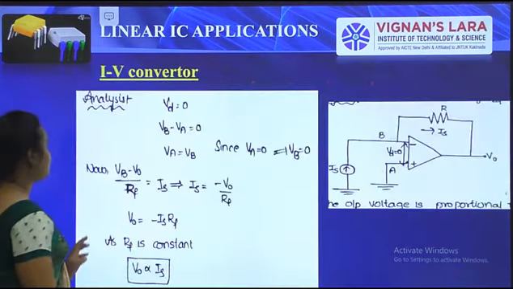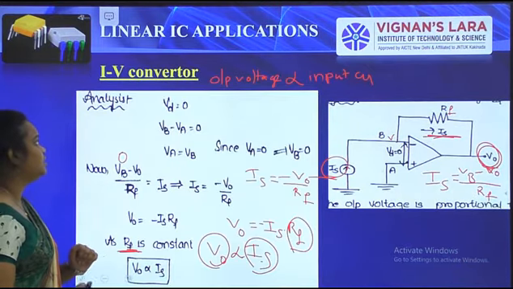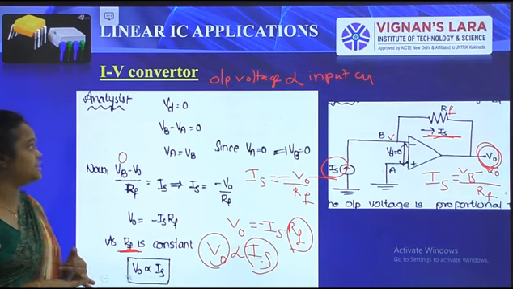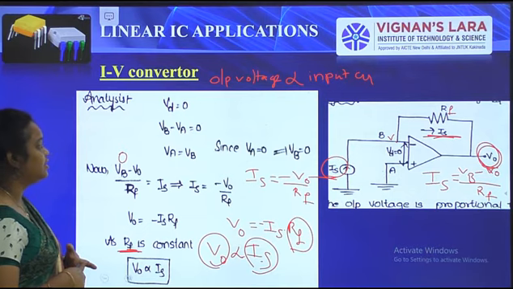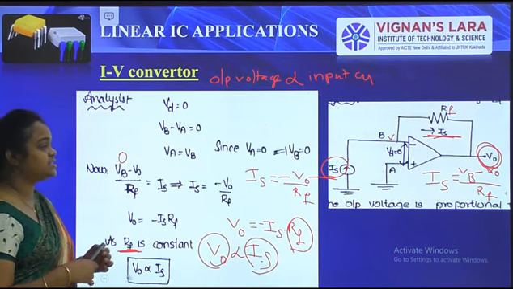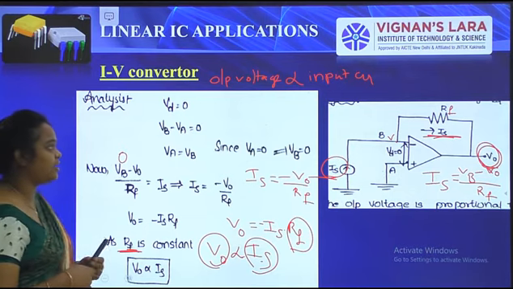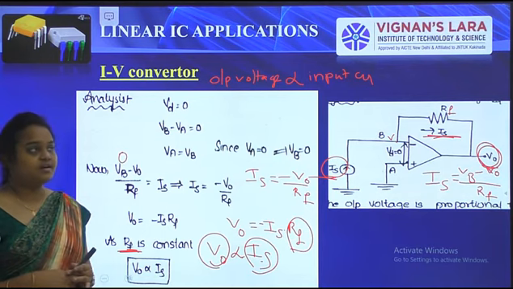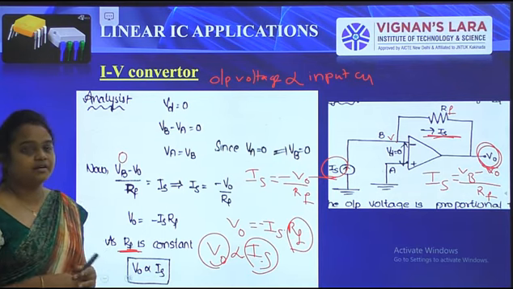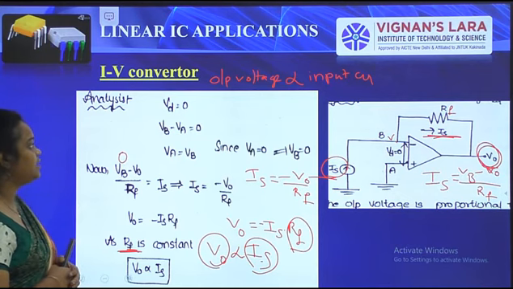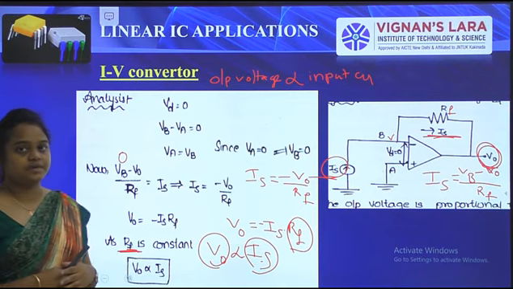So these are the topics in this third unit: voltage to current converter, difference amplifier, current to voltage converter, and the practical differentiator. In the next class I am going to explain another topic, the various circuits of differential amplifiers. So this is about the voltage to current converter and current to voltage converter. Thank you.